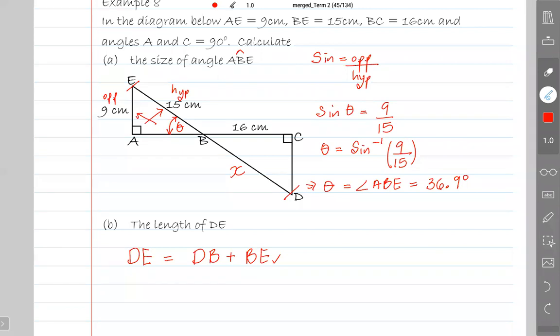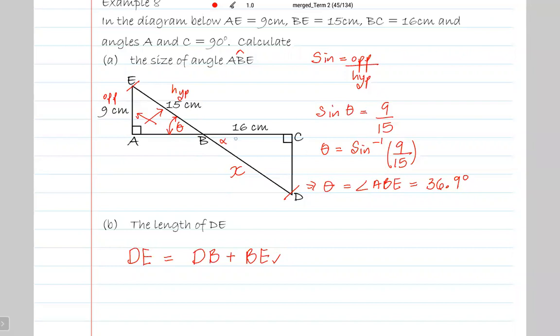Ladies and gentlemen, here's something I know. Can anybody tell me what this angle alpha is equal to and give me a reason? We already found that theta is equal to 36.9. What I want to determine is what is the size of angle alpha, and I want a reason. Is there anybody who can tell me the size of angle alpha and give me a reason?